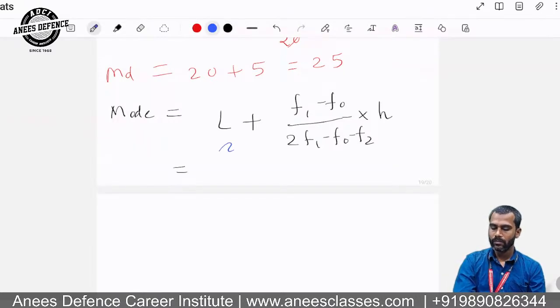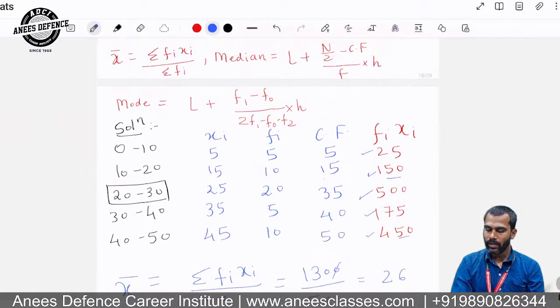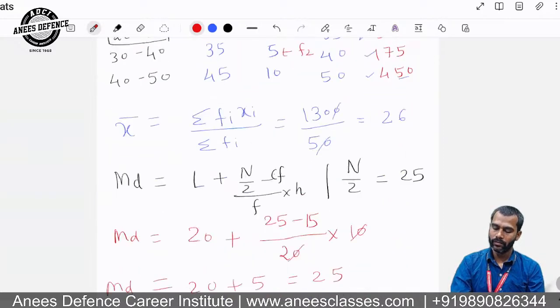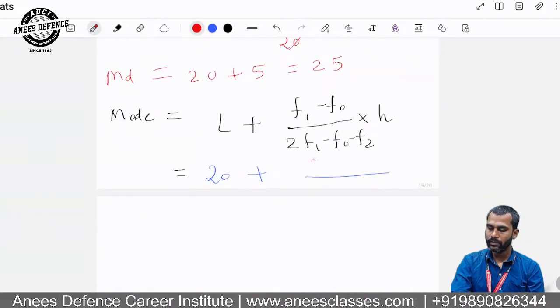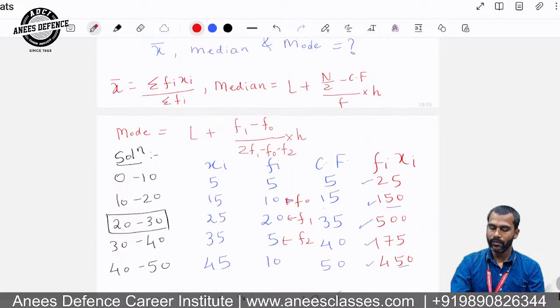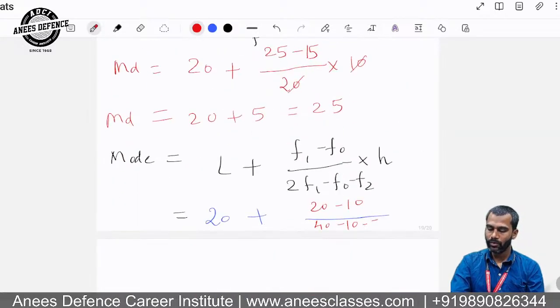Now what is L? L is 20, plus, what is F1? F1 is nothing but 20. Yes or no? This is F0, this is F1, and this is F2. So 20 minus 10, divided by 40 minus 10 minus 5, yes or no? Into 10.